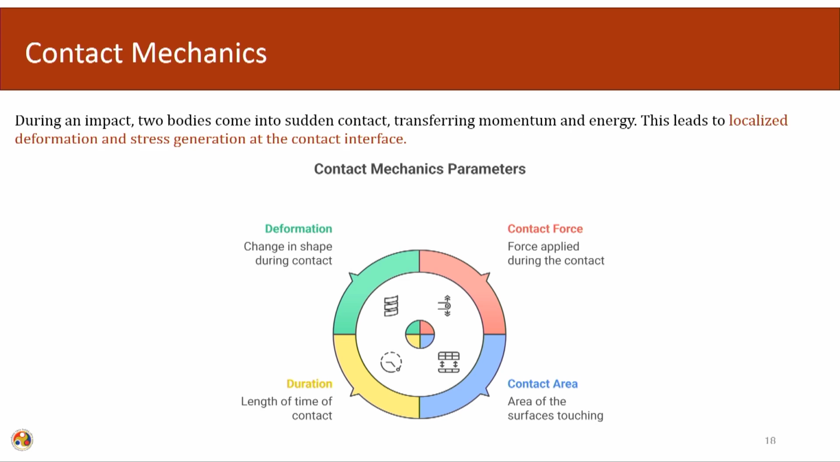The parameters associated with the contact mechanics are deformation, that is the change in shape of the body during a contact event; the contact force, that is the force applied between the bodies during a contact; duration, that is the length of time of contact; and contact area, that is how much area of the two bodies are in contact, how much the two bodies touch each other.